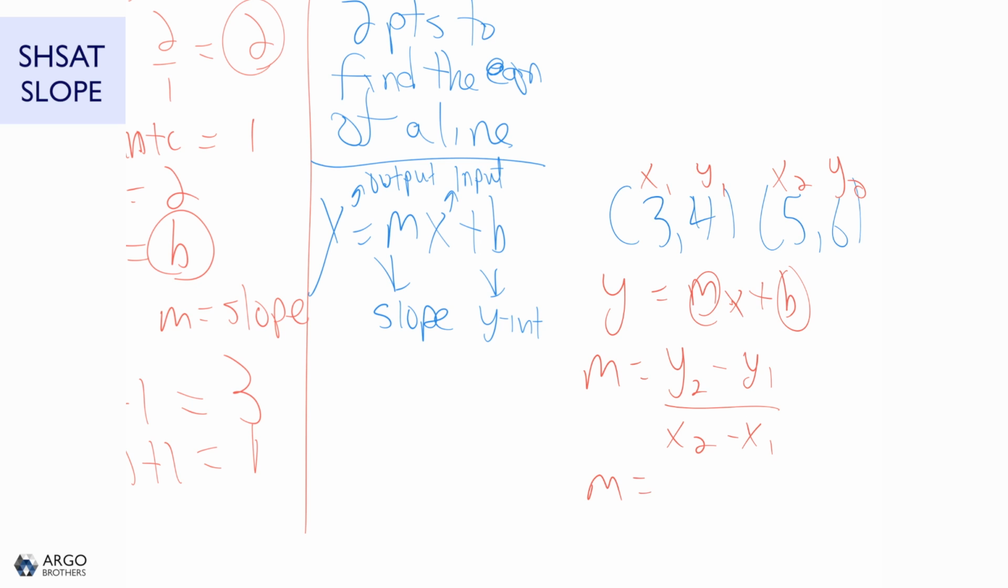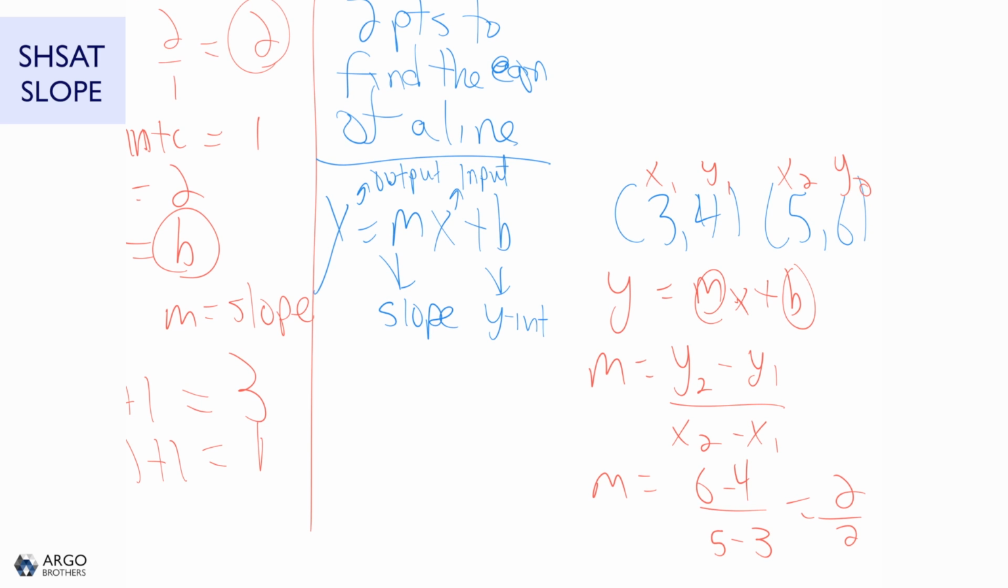This equals 6 minus 4 over 5 minus 3, which is 2 over 2. So that equals 1. So m equals 1. We could just write it here. M equals 1. Okay, so we have the slope.